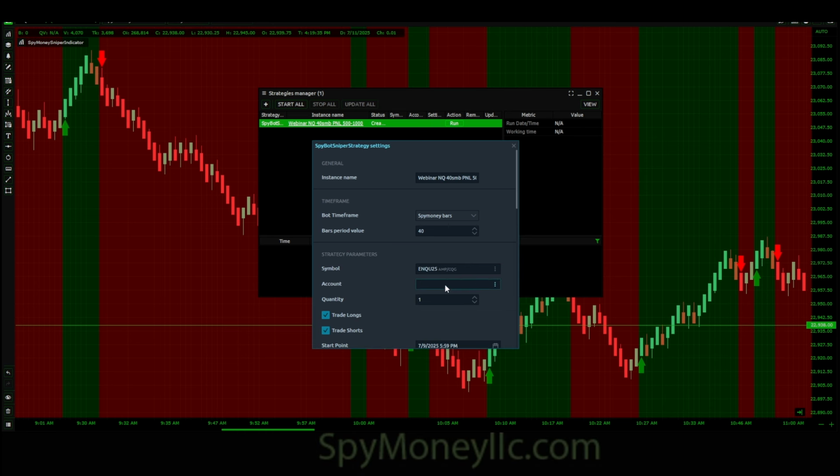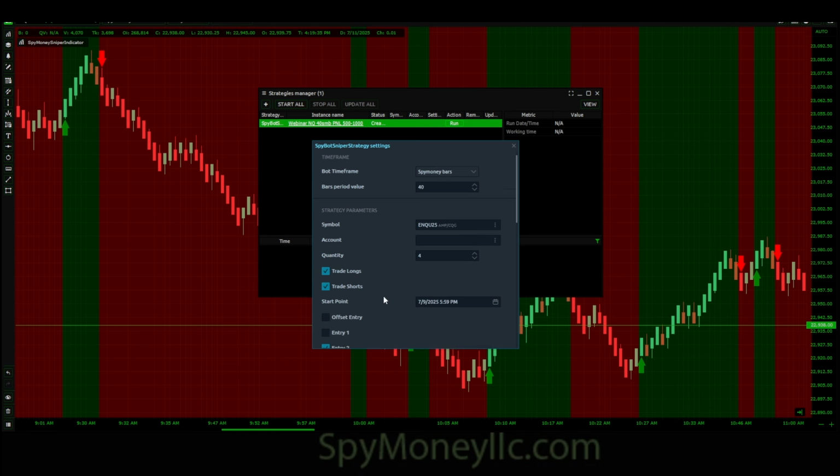We're going to pick that, and I'm not going to do the account because it shows my account number, but you would pick your AMP account with that as well. So you pick your instrument of NQ, you pick the account that correlates with that, and then how many contracts you want to trade. Here lately I've been trading 4.